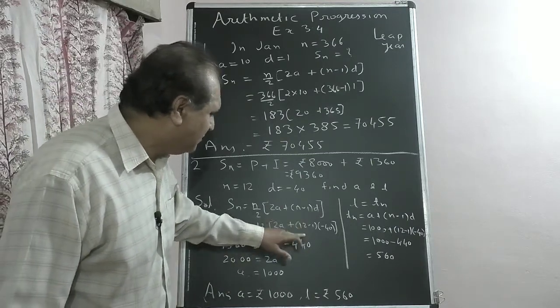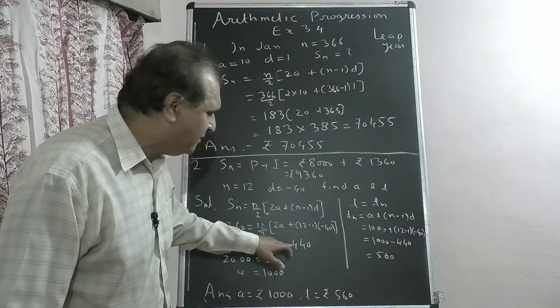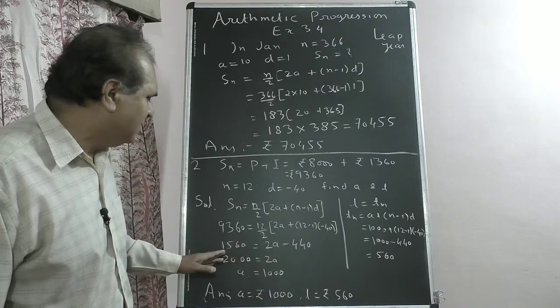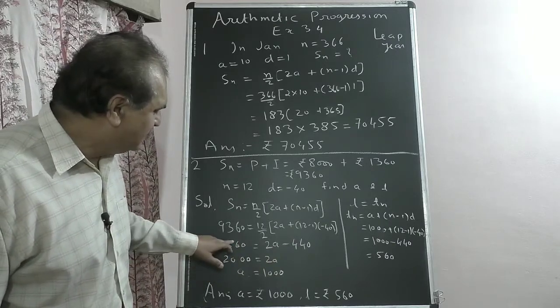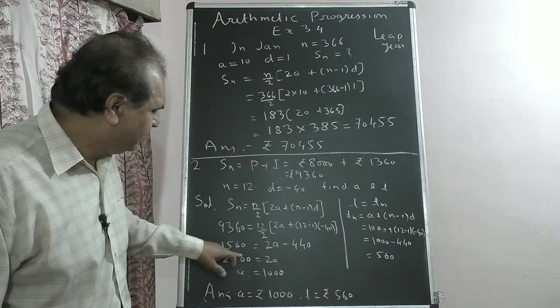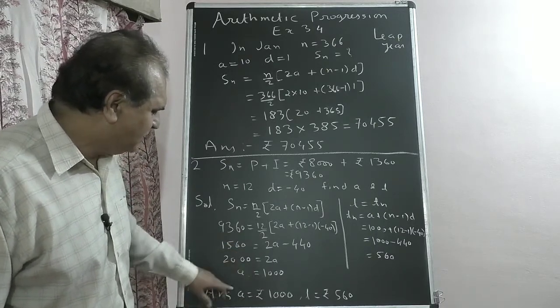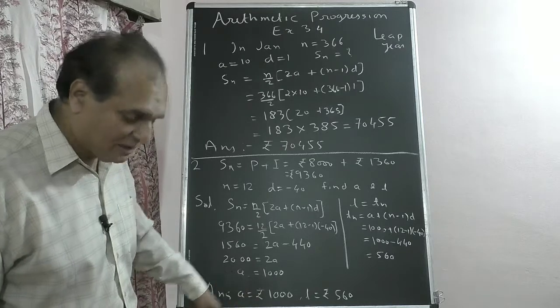2a plus 12 minus 1 is 11. 11 into minus 40 is minus 440. Minus 440 shifting this side becomes plus 440. 1560 plus 440 is 2000. Is equal to 2a only. So a equal to 1000. Your first installment is rupees 1000.